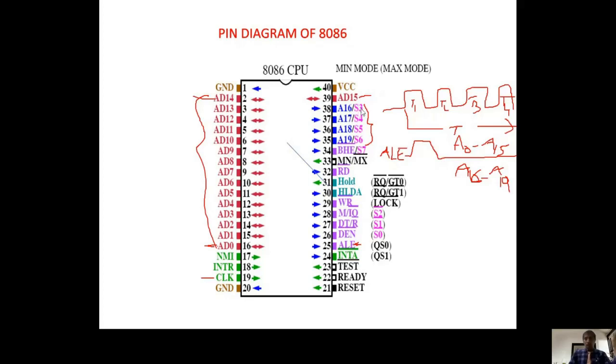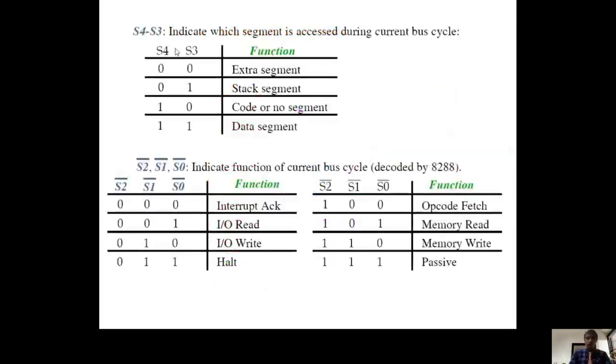Now let us see the functioning of S3 and S4, which is very important, because S is a status. So based on the status lines, 8086 performs different functions. For example, if you take S3 and S4, let us see what happens depending on their selection. Based on the pins S3 and S4, the 8086 may select suitable segment registers. We know already in 8086 we have 4 segment registers: code segment register, data segment, stack segment and extra segment.